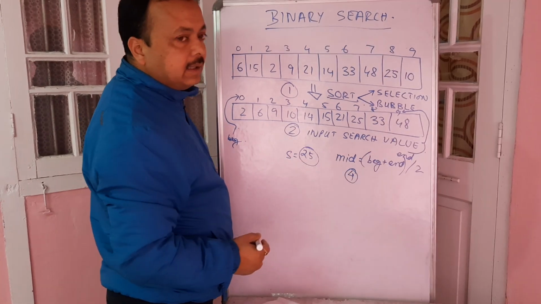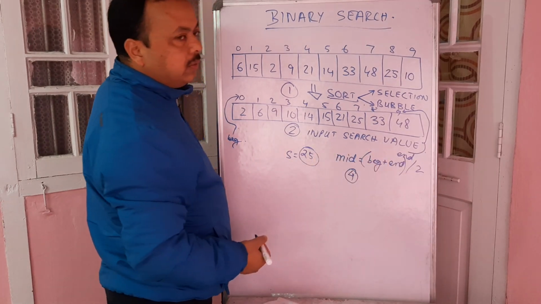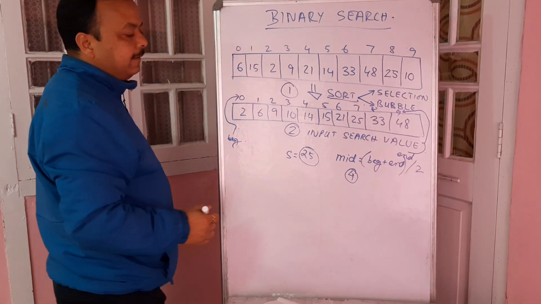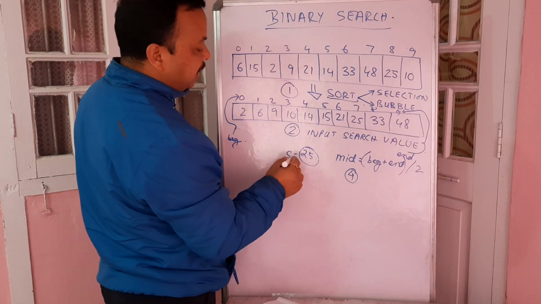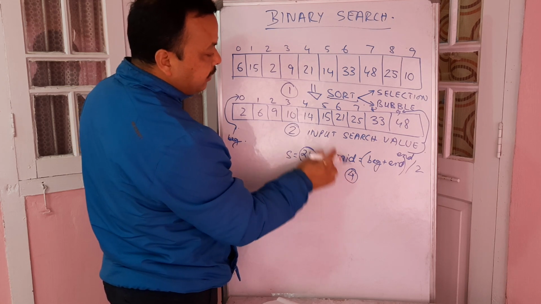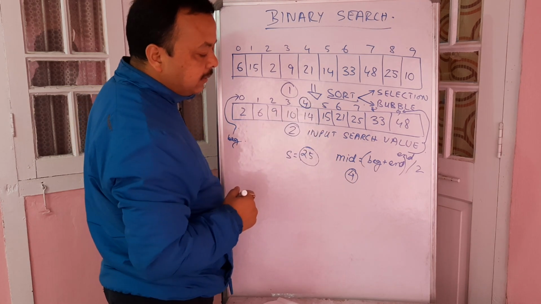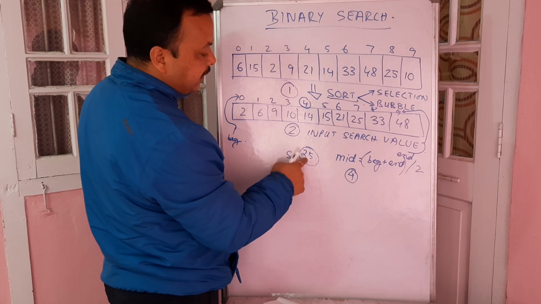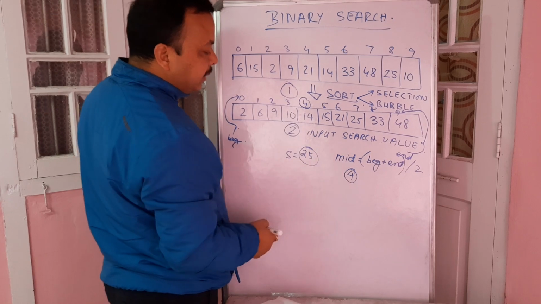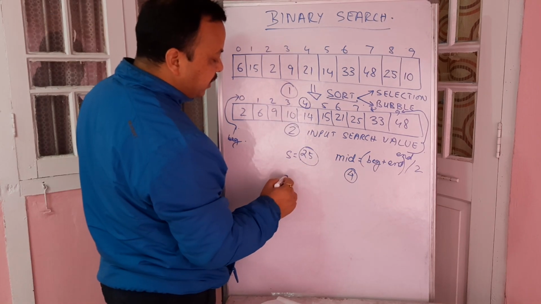0 plus 9 is 9. 9 divided by 2 is 4 in integer, so there is no decimal point. Now we search whether 25 is there in the fourth subscript. Clearly it's evident that 25 is not here. So the first thing that we do is we check.